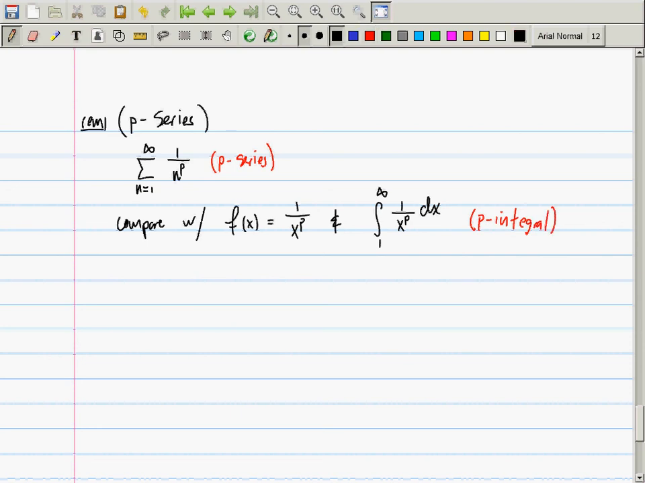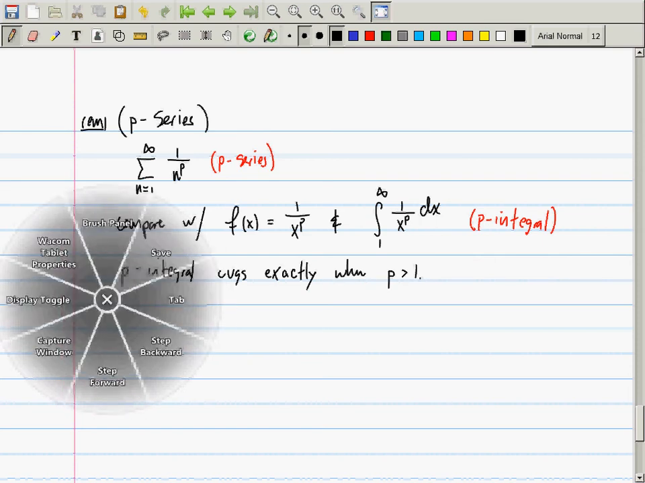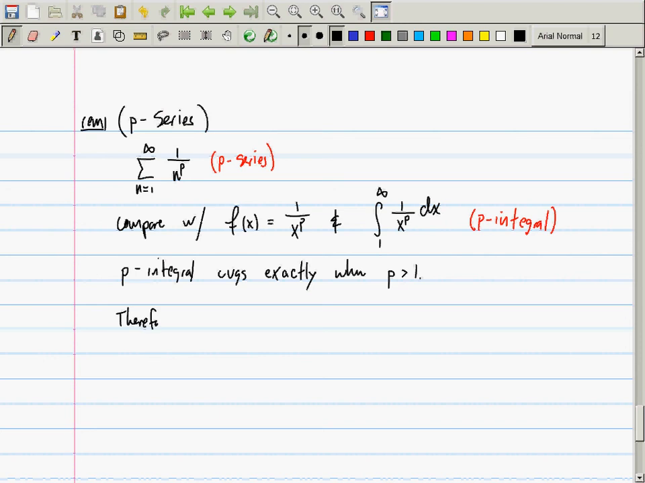Okay, so we already established that the p-integral converges exactly when what? Some condition on p. Exactly when what? Okay, not less than 1. Greater than 1. Exactly when p is greater than 1. Okay, that's when it converges. Okay, therefore, the p-series converges exactly when what? When p is greater than 1.